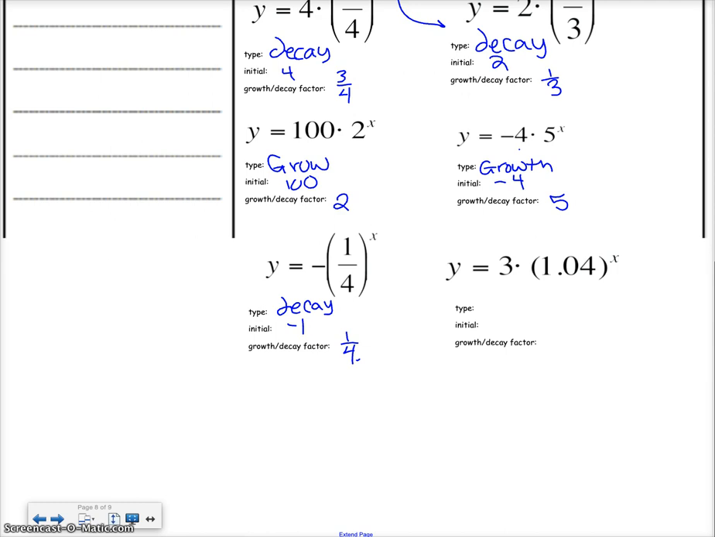And what's the next one? Growth. The initial amount is 3 and 1.04 is the growth factor. That's it. You've done everything you need to do for the section.